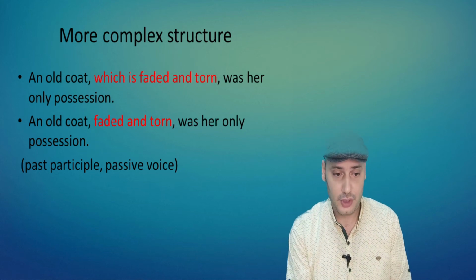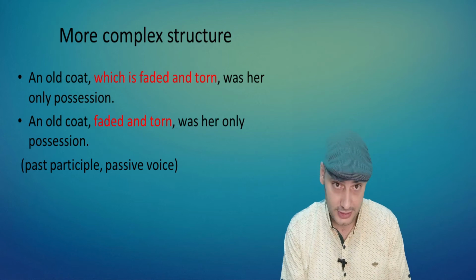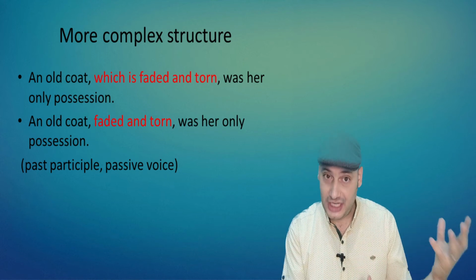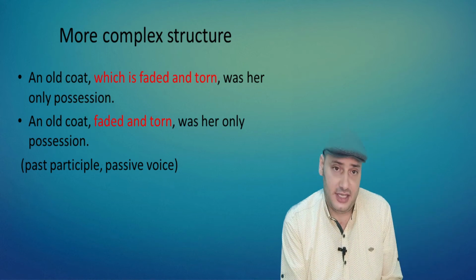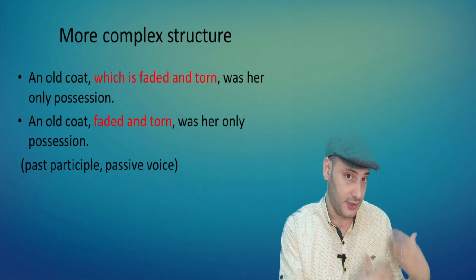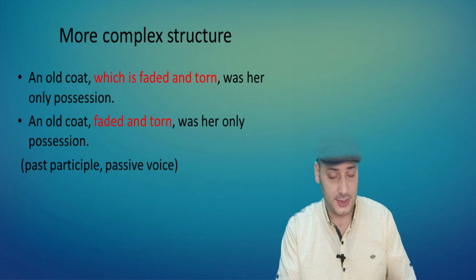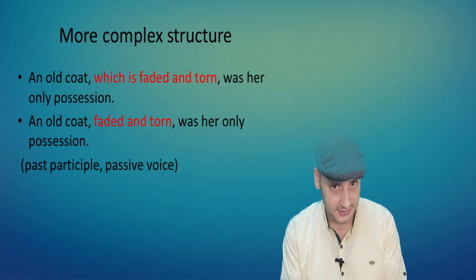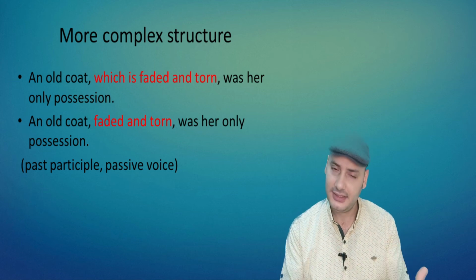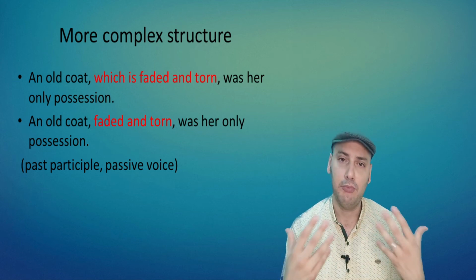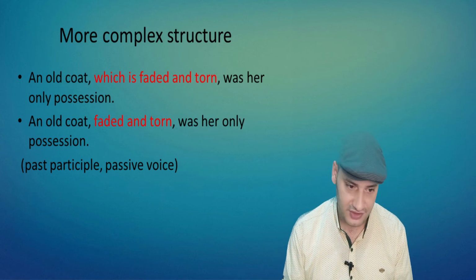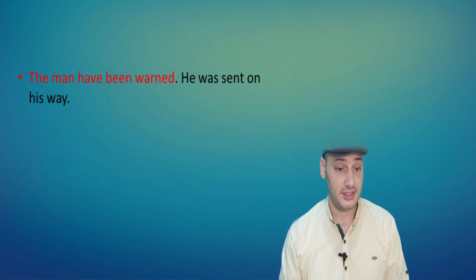Here we're talking about the past. Faded and torn is a past participle, and it's in the passive voice, because which is faded, who faded it? We don't know. So faded is a past participle and at the same time passive voice. We call it past participle, passive voice. When you write in this way, your writing will appear more professional, as if you know how to control the structure of your sentences. Okay, let's move on to the next example.